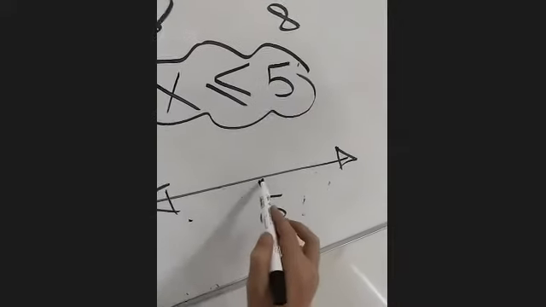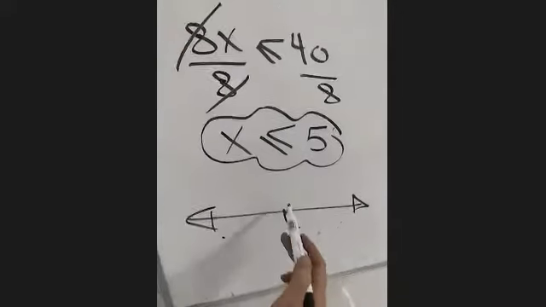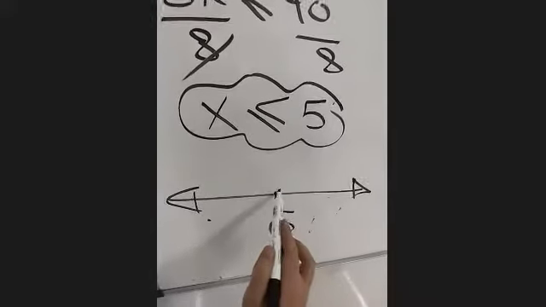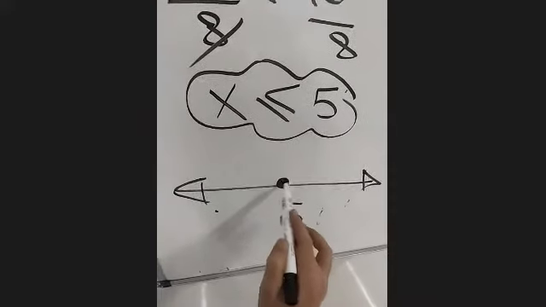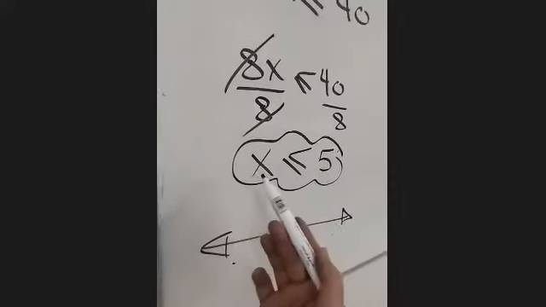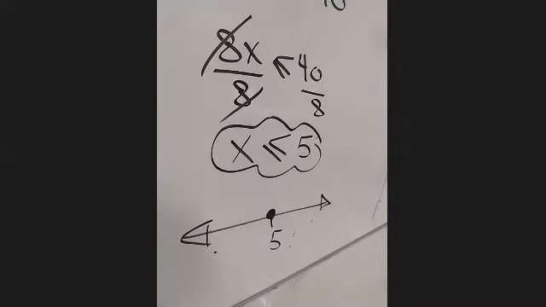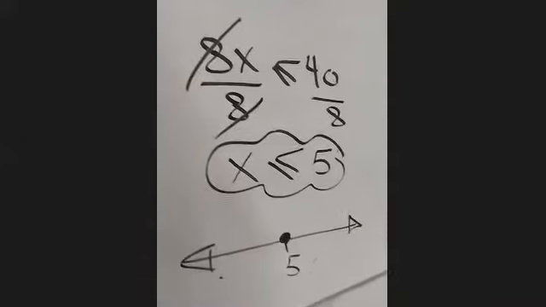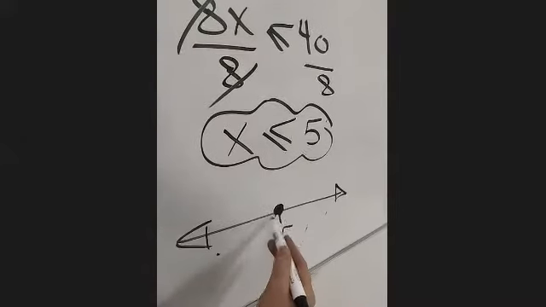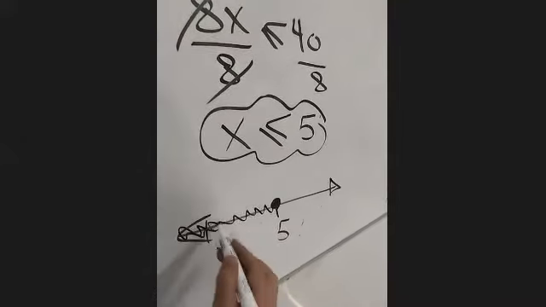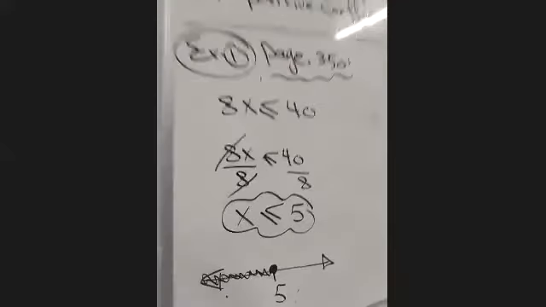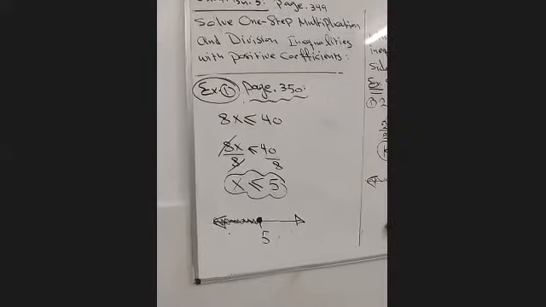This is the 5. Now tell me, open circle or closed circle here? Closed circle because it has an equal sign. Good. Now read it. X less than or equal 5, we will go left. Left or right will I go? Left. Good boy. This is example 1, page 350.